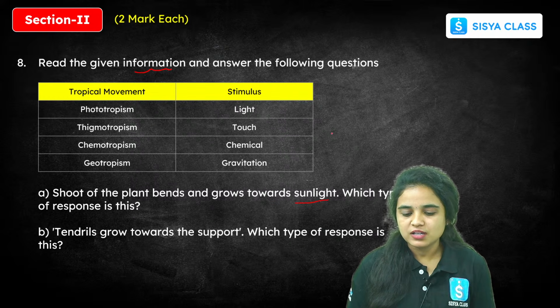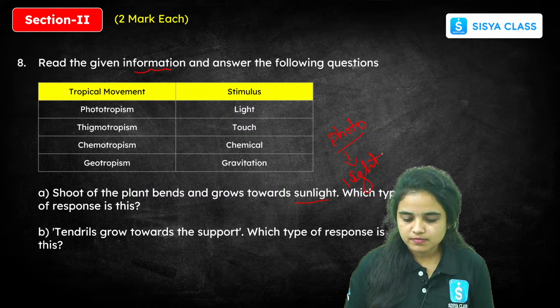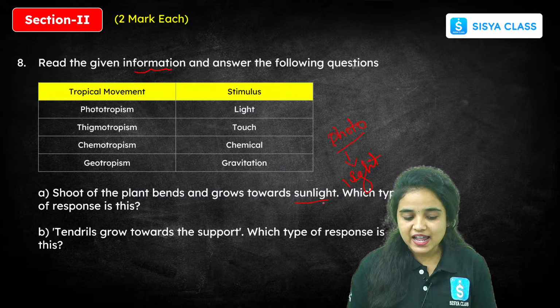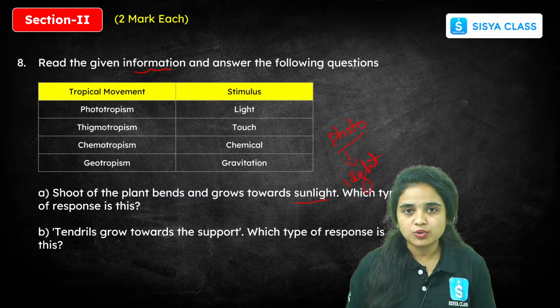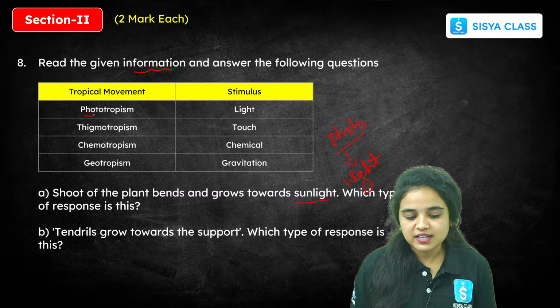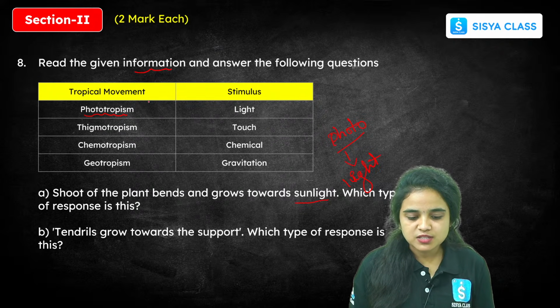Light is known as photo. And here the plant bends and grows towards the sunlight. Which type of response is it showing? It turns towards the light energy. So the type of movement shown here is phototropism. Right students, the answer for this question is phototropism.